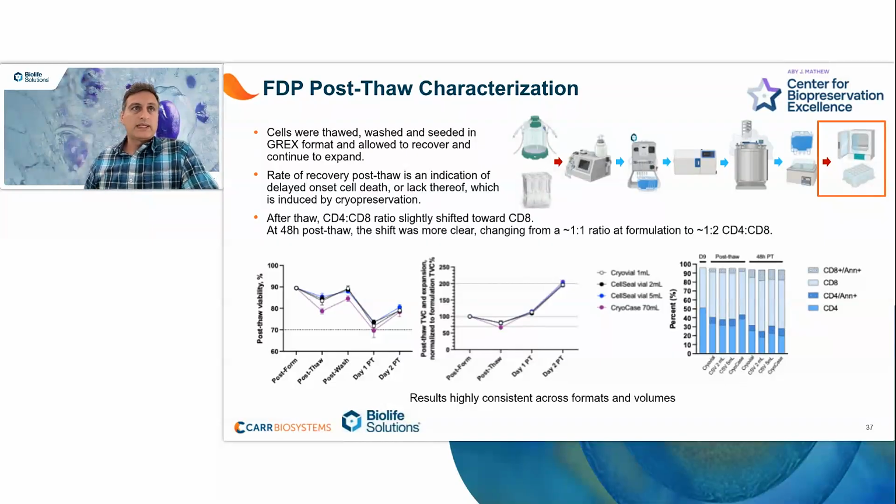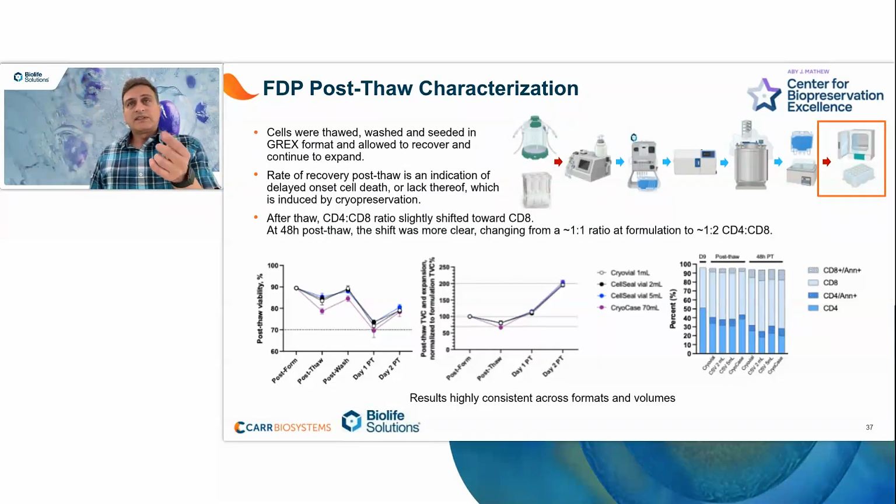For donor 4, it had about 90% viability at that point. Went through a post-thaw and then wash after thaw, and viability was regained to around 90% for the cryo vials and cell seal vials. The CryoCase platform shows a slightly lower viability compared to the smaller volumes. All the volumes show that delayed onset cell death in terms of drop in viability on day one when we put them back in culture.